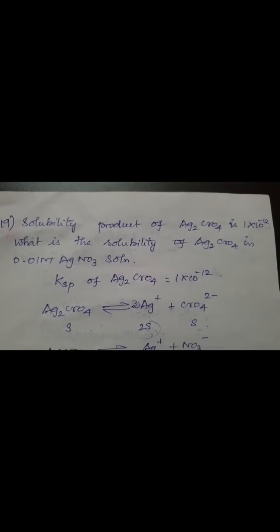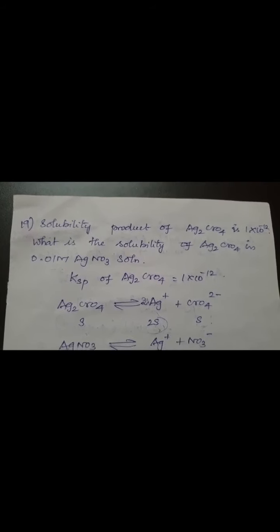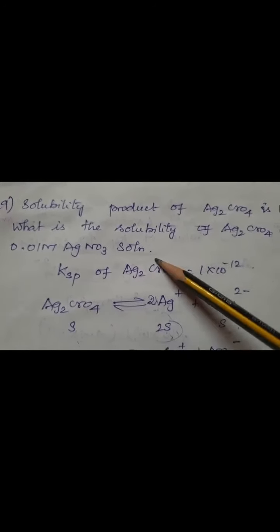Next problem, number 19. The solubility product of Ag2CrO4 is 1 into 10 power minus 12. What is the solubility of Ag2CrO4 in 0.01 M AgNO3 solution? So what is given? The solubility product is given. You have to calculate the solubility of Ag2CrO4 in AgNO3 solution.